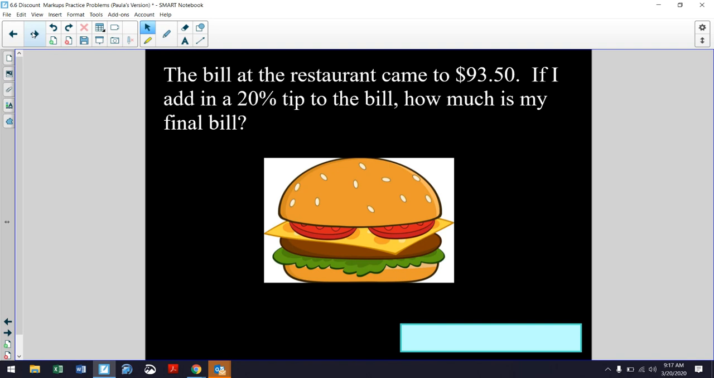So the last question we're going to do: a bill at a restaurant came to $93.50. If I add in a 20% tip to the bill, how much is my final bill? Remember, tip is like a markup. So if our original is $93.50 and we want to add 20% tip, which of those formulas would you use? Go ahead and work that problem out and come back to the video when you're done.